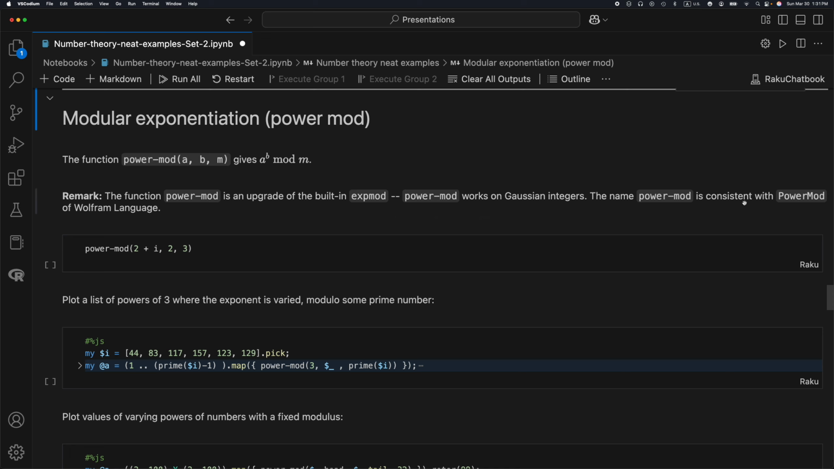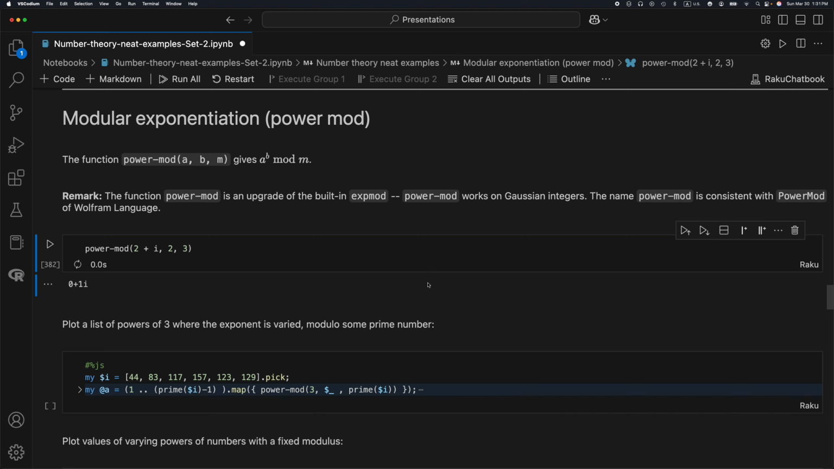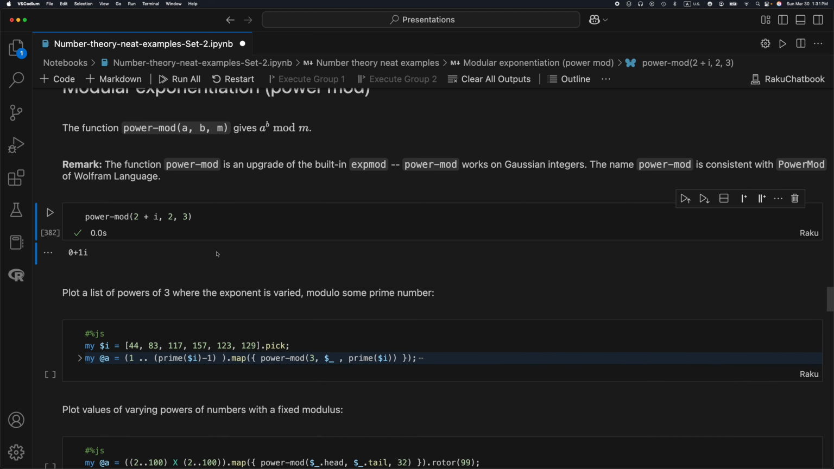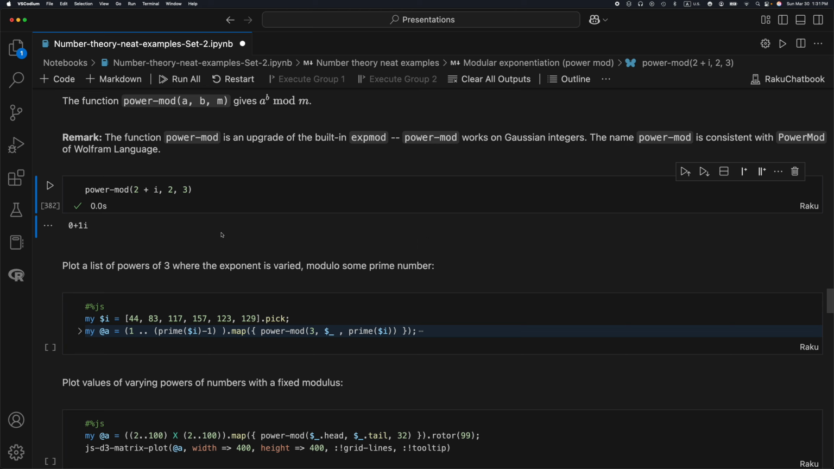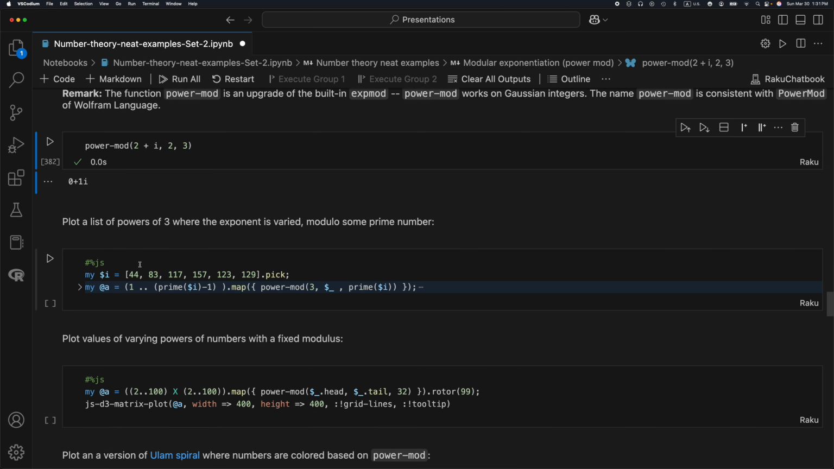The power mode name is after the name of the function in the Wolfram language. In general, I'm using the Wolfram language number theory functions for quite a lot of inspiration, both for functionalities and signatures. And of course, I change those names and signatures to fit Raku, to fit the Raku styling. So here power mode is being demonstrated to work with Gaussian integers. Gaussian integers are complex numbers with integer real and imaginary parts. So here this complex number is exponentiated to 2, then mod 3 is being found.